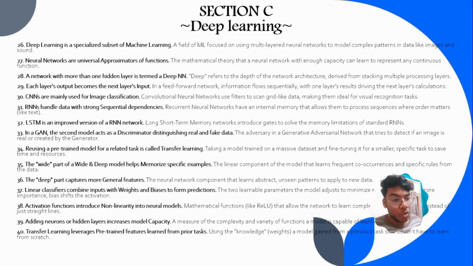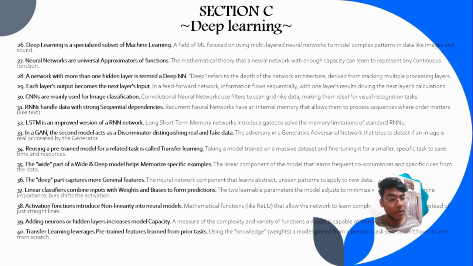So here comes the issue. If you stack 100 linear equations, we still get a straight line, but the real world is curved and complex. So there we inject a special function, like a switch, that bends the line. This allows the neural network to learn complex shapes. Activation functions introduce non-linearity into neural models.